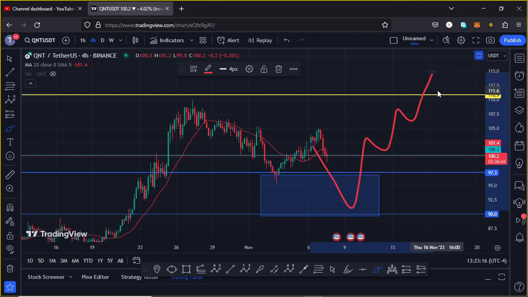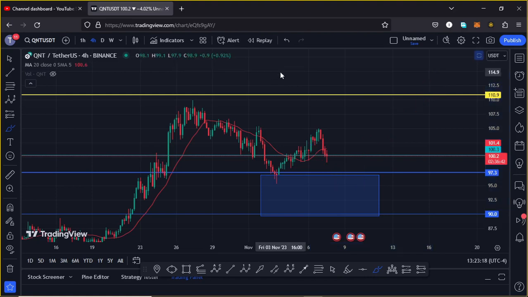That is what I'm keeping my eyes on in the short term and also on the long term here on the QNT chart. Those are my pullback target areas, and I hope that the video was of much help to you, and I hope to catch you in the next one.